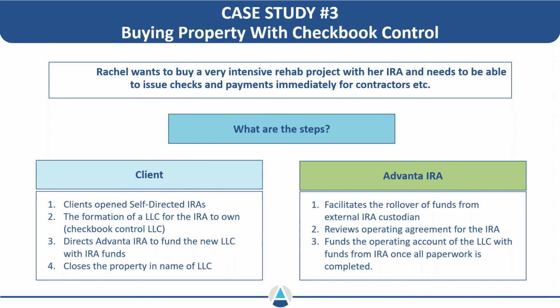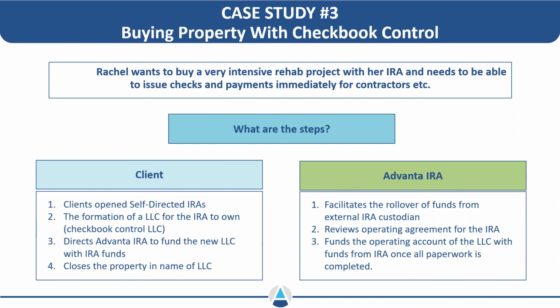This is the checkbook control, making sure that the membership is correctly titled Advanta IRA for benefit of Rachel, IRA number, and then ultimately is going to close on the property in the name of the LLC. So instead of the public record deed having Advanta IRA on it, it's going to have Rachel Sunshine LLC on the title of that deed.